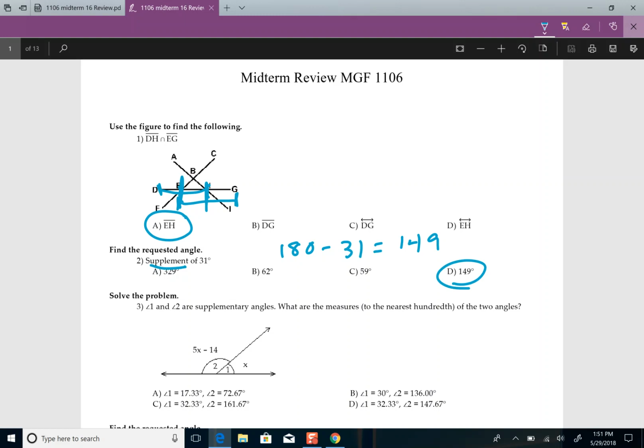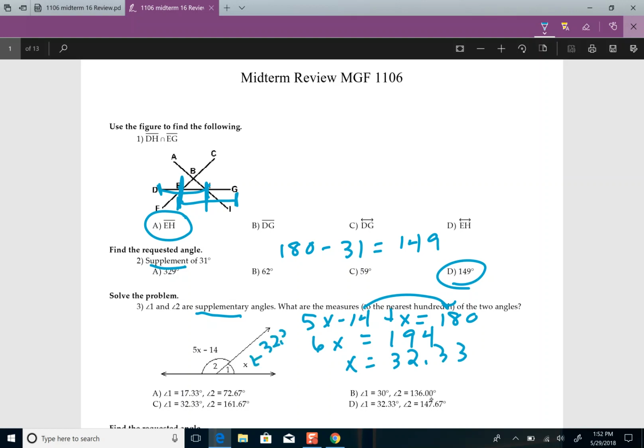Number 3 is going to sound a little similar because once again I see the word supplement. I have angle 1 and angle 2 are supplementary angles. What are the measures to the nearest hundredth of the 2 angles? So I have here 5x minus 14, and I also have x, and the supplementary part says that's 180. I'm going to add 5x to x, which is 6x, and I'm just going to bring this 14 to the other side, and that'll give me 194. So I'm going to divide 194 by 6, and it gives me x is 32.33. Okay, that's half of the question. That tells me this angle is 32.33.